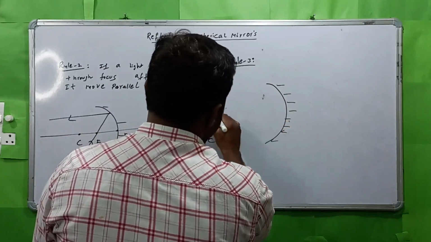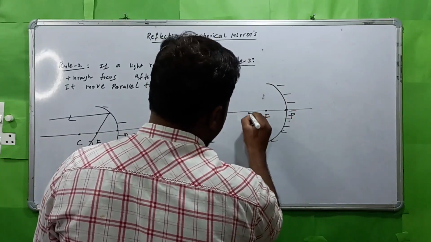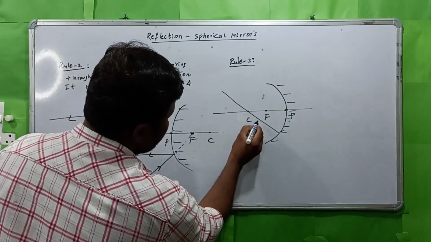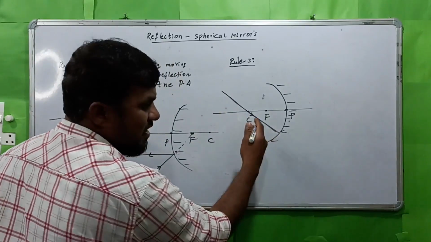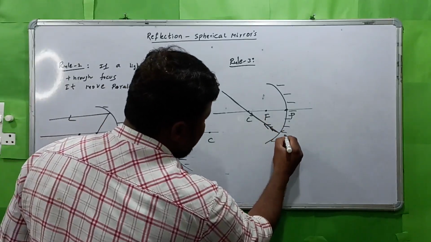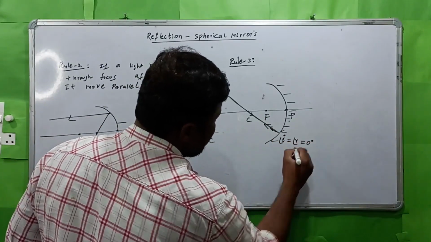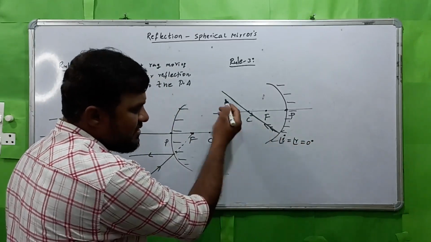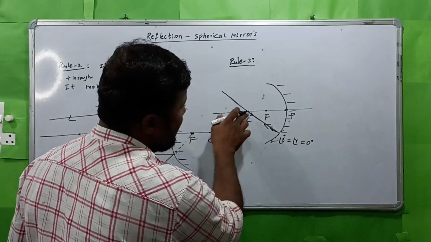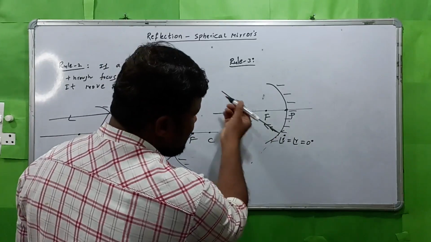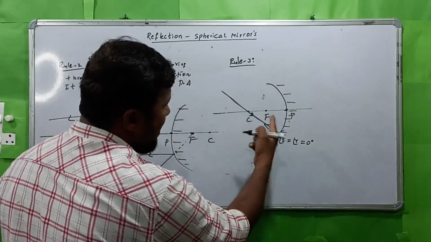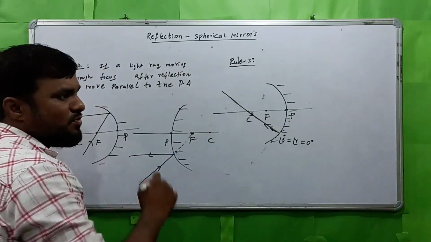Rule 3. If I take a concave mirror, pole, focus, center of curvature. If a ray moves through the center of curvature, after reflection, it retraces its own path. Why? Because here angle I is equal to angle R, that is 0 degrees. Angle of incidence 0 degrees, angle of reflection 0 degrees. We already know if I draw a tangent, the radius acts like a normal. This is nothing but normal incidence, and reflection is also normal. If any light ray moves through the center of curvature, after reflection, it retraces its own path.